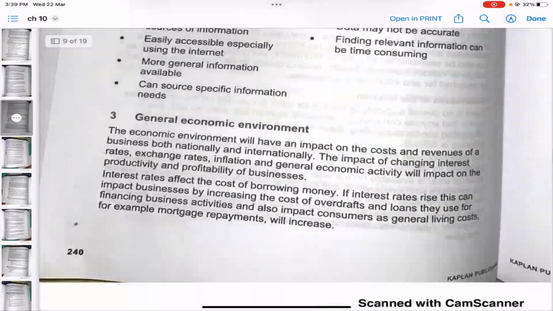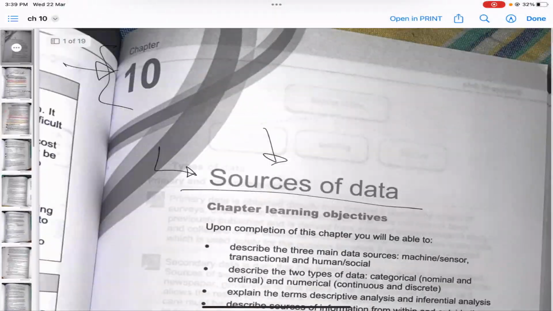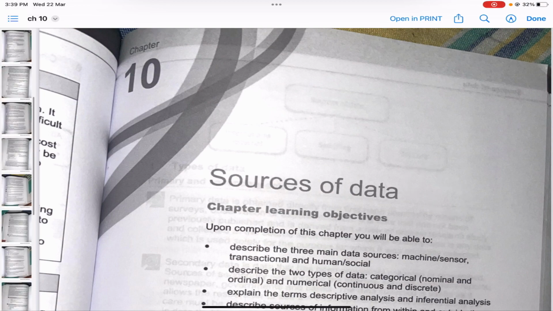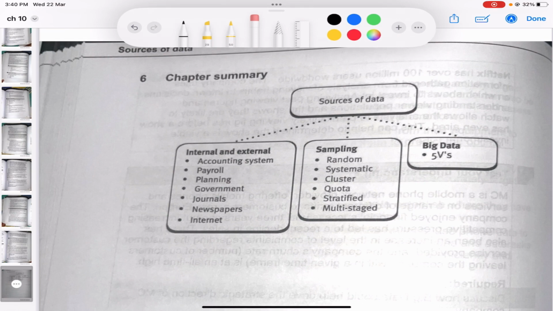Okay, so I'm stopping this video here because I understand that this is really theoretical and boring, and I don't want you to not understand the rest of the chapter. So I'm stopping it over here. We've just finished the internal data sources. In the next video we will be doing the external data sources, and after doing that we'll be doing sampling and big data.